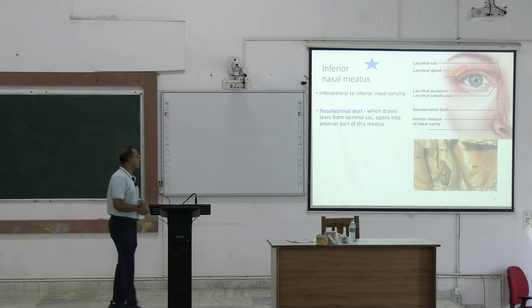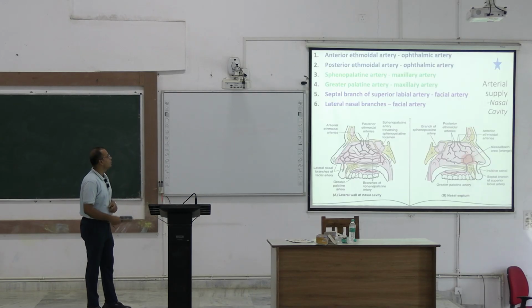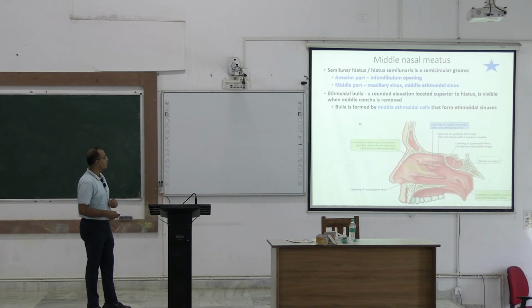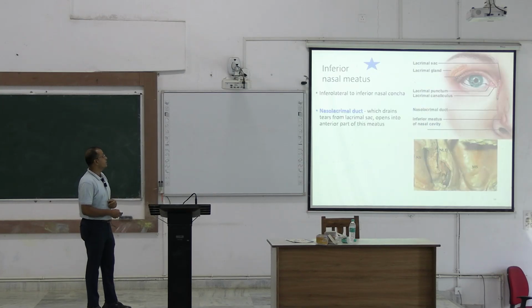So in short or in detail, you have to know all these domains: the superior meatus, middle meatus and inferior meatus, and what they open into. What sinus openings or nasolacrimal duct open into these spaces?